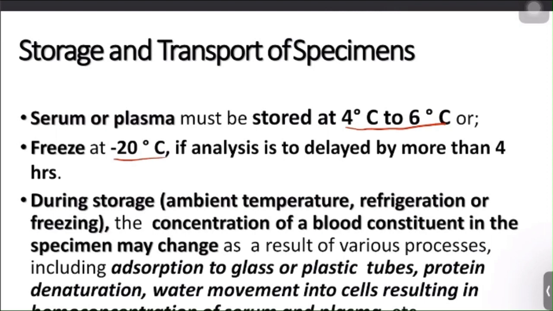Okay, during storage, ambient temperature, refrigeration, or freezing are the conventional methods. And the concentration of blood constituents in the specimen may change. As I said, there are analytes that are consumed even at stored temperature as the result of aerobic processes, including absorption to glass or plastic tube. So, some analytes are affected by your glass and plastic. Okay? Even protein denaturation. So, lower temperature will denature your protein. Okay? And even high temperature, so your protein decreases more. Okay? Water movement into the cell causes hemoconcentration or even lysis of your cells. Okay? Those kinds of processes. So, that is why you need the correct storage and transport of the specimen, in order for you to still establish reliable laboratory results.